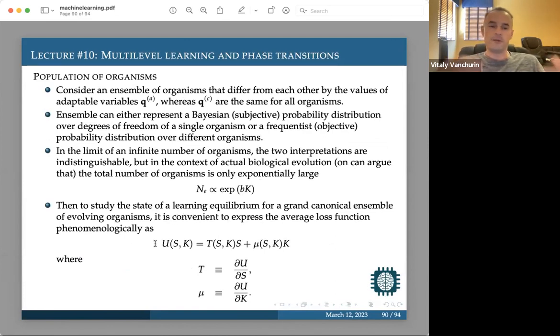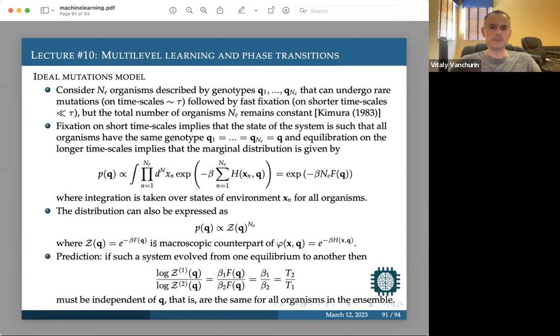So now you have a system. It's a system, a population of organisms, and you're changing the environment, and you see how the organisms adapt to this. All right. Now there is a model to this, which is called the ideal mutation model, which makes certain assumptions that we're going to now discuss. They assume that you have a number of organisms that are described by some collection of genotypes. You can think about them as the adaptable variables, the variables that distinguish what the organism is at this moment of time.